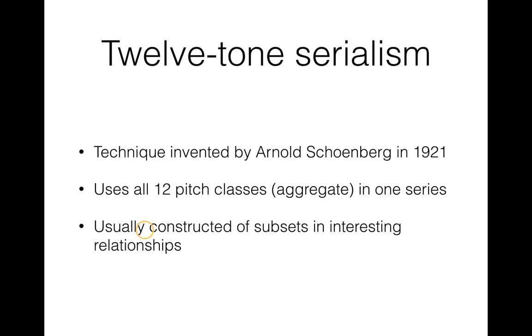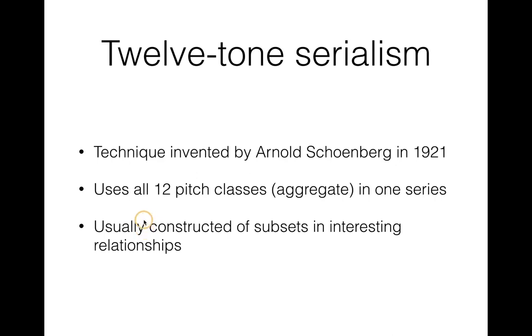12-tone serialism was invented by Arnold Schoenberg in 1921. That uses all 12 pitch classes in one series. If we use all 12 pitch classes from the chromatic scale, we call that the aggregate. That term will recur, I think, as we start talking about more interesting concepts involved with 12-tone serialism. So the aggregate is the complete 12-tone chromatic set.